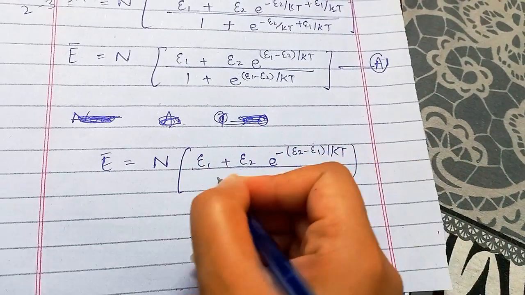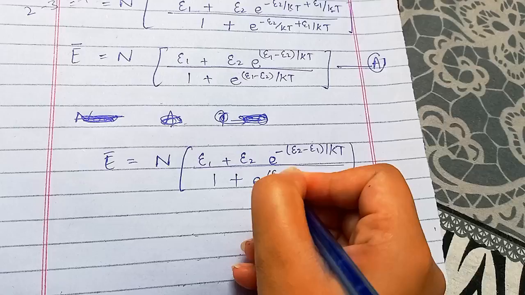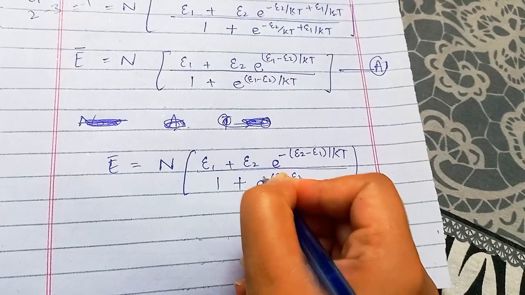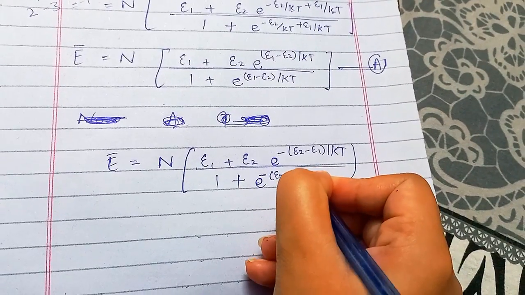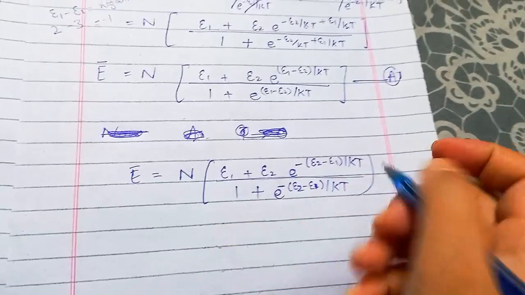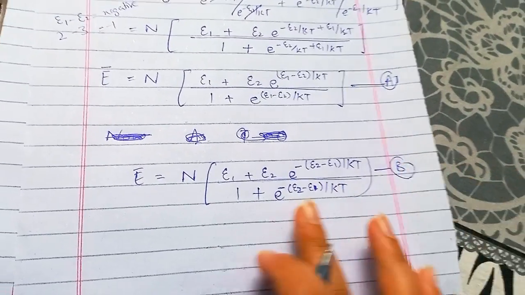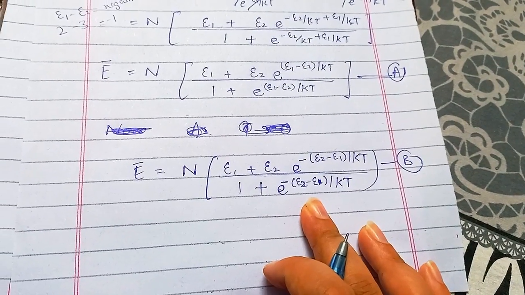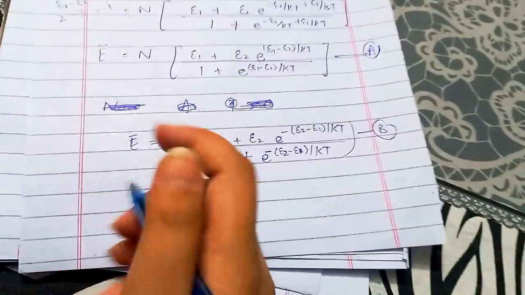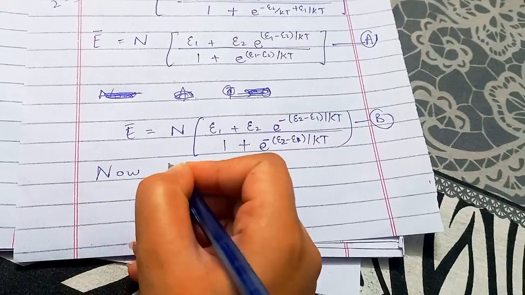That's needed because when I put the limits, that fact would be needed. It's negative, E2 minus E1 by kT. Okay, that is why I'm doing it. So this is equation number B, and this is the expression for the average energy.